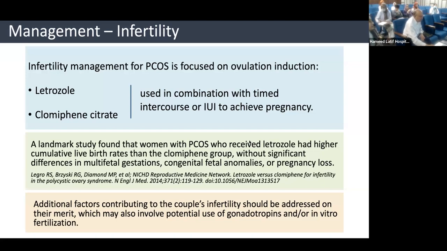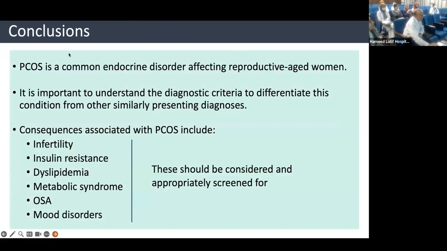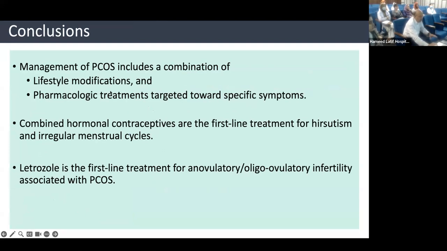Right. In the conclusion, these 5-6 points are important. PCOS is a common endocrine disorder affecting reproductive aged women. It is important to understand the diagnostic criteria to differentiate this condition from other similarly presenting diagnoses. Consequences associated with PCOS, infertility, insulin resistance, dyslipidemia, metabolic syndrome, OSA, mood disorders, should be considered and appropriately screened. Management of PCOS includes combination of lifestyle modifications, and you know their importance now, and pharmacological treatments targeted towards specific symptoms. Combined hormonal contraceptive pill is first-line treatment for hirsutism and irregular menstrual cycle. Letrozole is the first-line treatment for oligo-ovulatory infertility associated with polycystic ovaries.